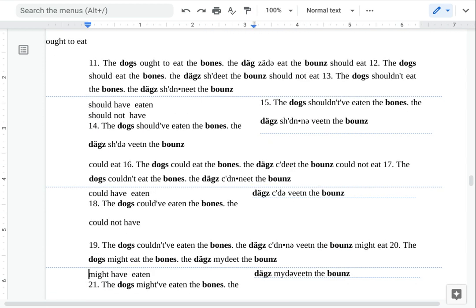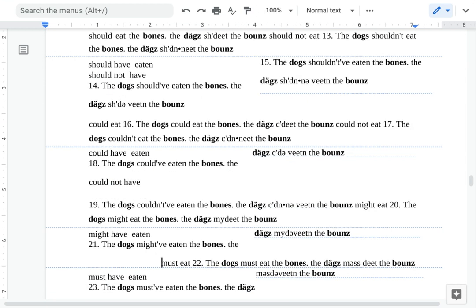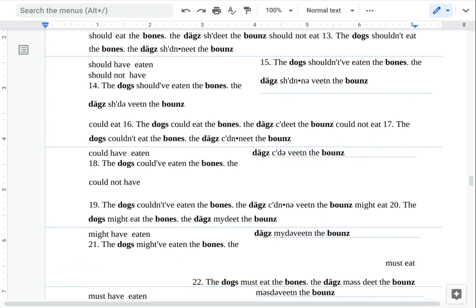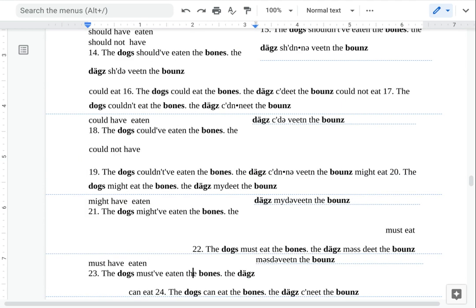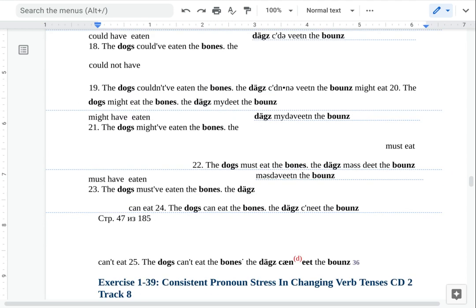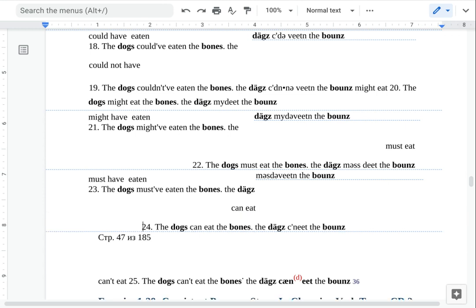20. The dogs might eat the bones. 21. The dogs might have eaten the bones. 22. The dogs must eat the bones. 23. The dogs must have eaten the bones. 24. The dogs can eat the bones. 25. The dogs can't eat the bones.